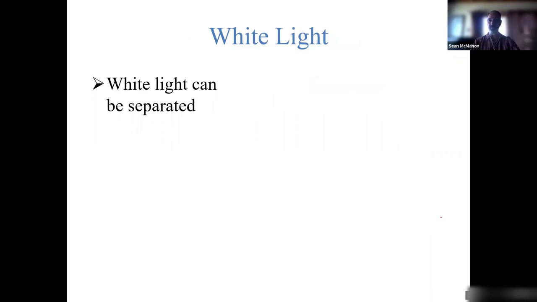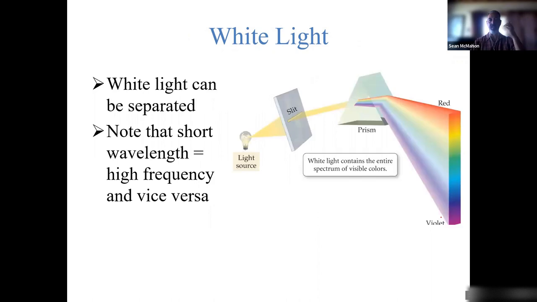So one of the things that we know about light is we can separate it. We can shine light through a slit, through a prism, and it'll bend it, okay? The longer wavelengths, like red light, when they go through the little crevices in the prism, don't bend as much because they can go around the crevices.